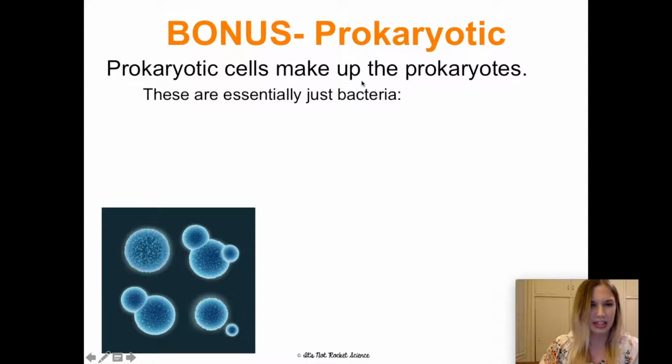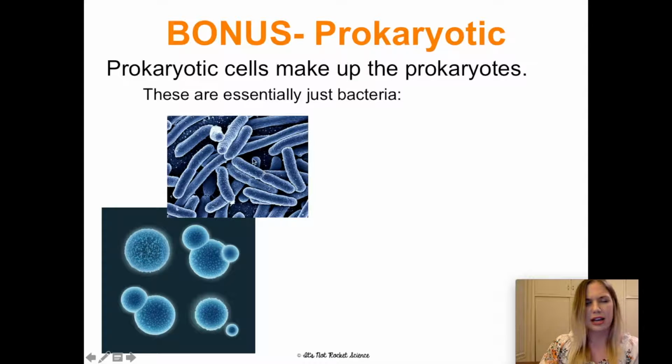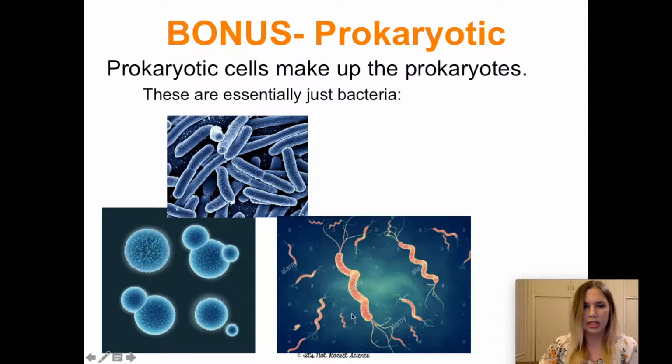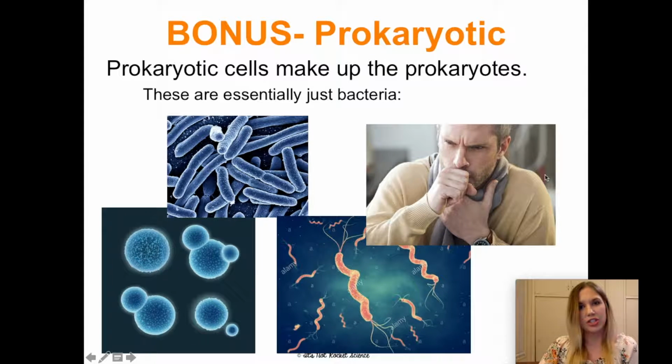So here's an example. I think this is the cocci bacteria, so they're circular shaped. And then these are the bacilli bacteria, so they're kind of rod shaped. And these are using microscopes. I think they might be electron microscopes because they're so small. And then this is an example of spiral shaped bacteria. And this is the guy coughing because bacteria can make us sick. Both bacteria and viruses can, but bacteria is prokaryotic. Viruses we'll get into later on. They are not considered alive, so they're not in these slides.